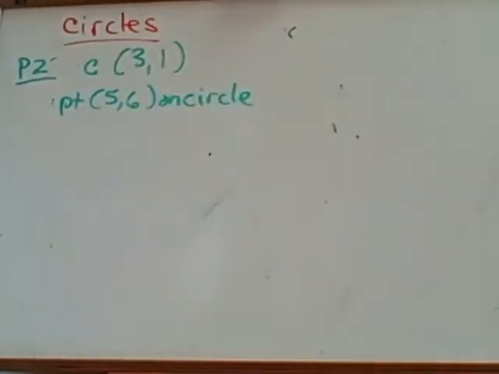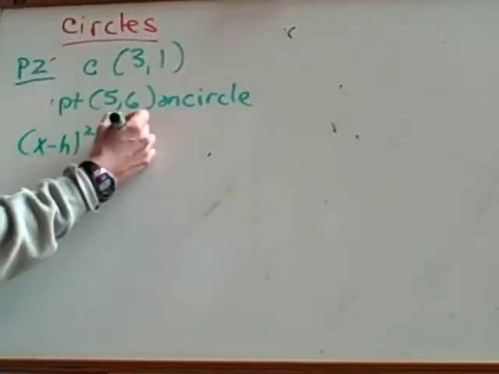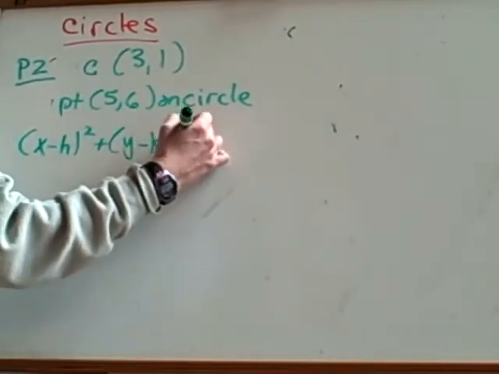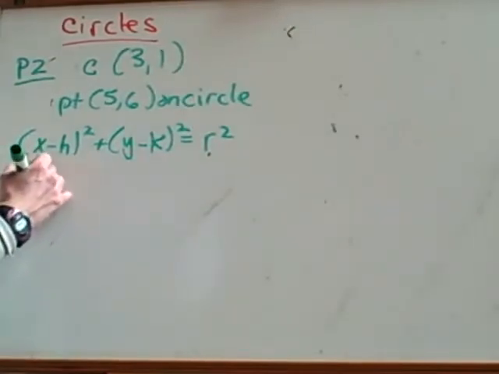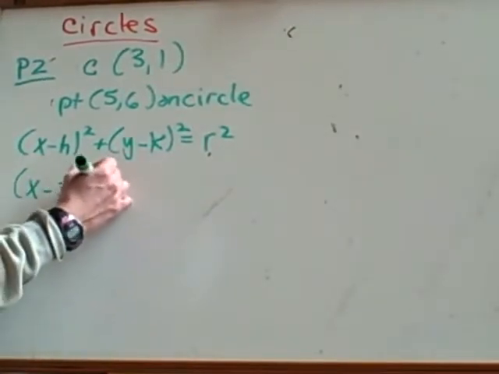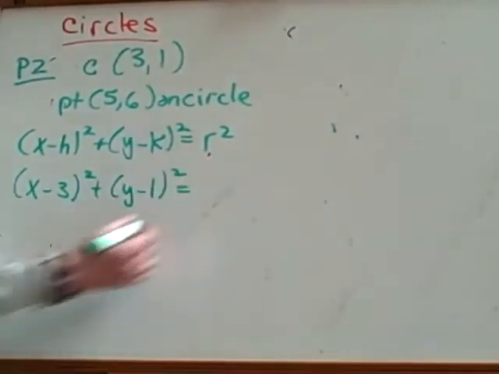Okay, so let's just start with what we know, as far as what is the general form of a circle. We're just going to write down (x minus h) quantity squared plus (y minus k) quantity squared equals r squared. Now I can go ahead and fill in my h and my k because I have this center here. Do you agree with that? Okay, so let's do that. (x minus 3) quantity squared plus (y minus 1) quantity squared equals r squared.